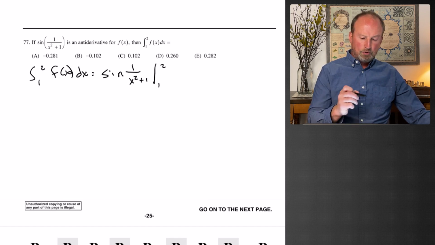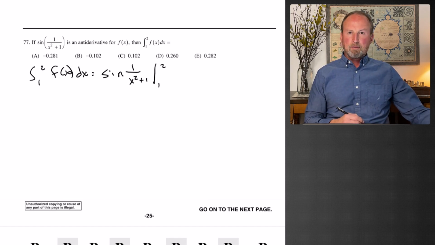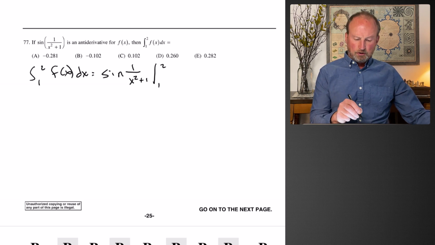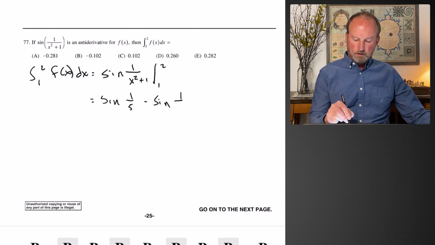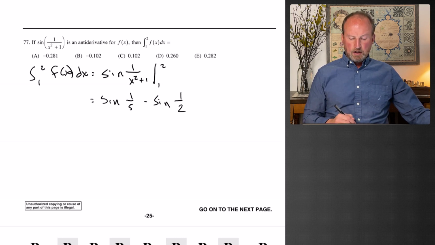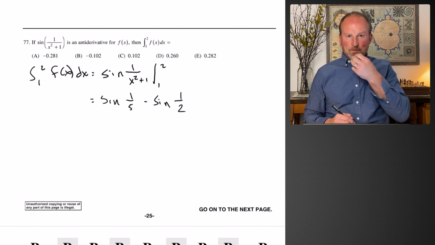Now, I could type that big mess into the calculator, but it's a lot of chances of making a mistake. Let me just do some things in my head. So I know when I plug in 2, I get 2 squared, which is 4, plus 1 is 5. So I get the sine of 1/5 minus the sine. Plugging in 1, I get 1 squared plus 1, which is 2. And so I get sine of 1/5 minus the sine of 1/2.